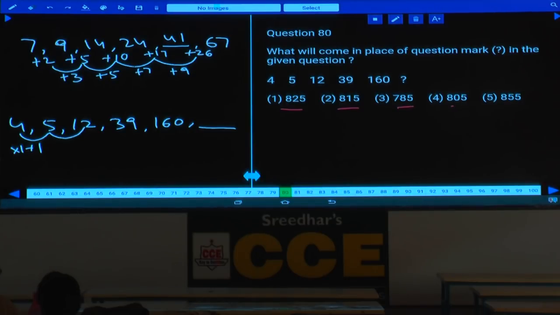5 and 12: 5 into 2 is 10, plus 2 is 12. Next, 12 and 39: 12 into 3 is 36, plus 3 is 39. And 39 into 4 is 156, plus 4 is 160. So it is into 1 plus 1, into 2 plus 2, into 3 plus 3, into 4 plus 4, and finally it must be into 5 plus 5. 160 into 5 is 800, plus 5 is 805, and it is given in choice 4.